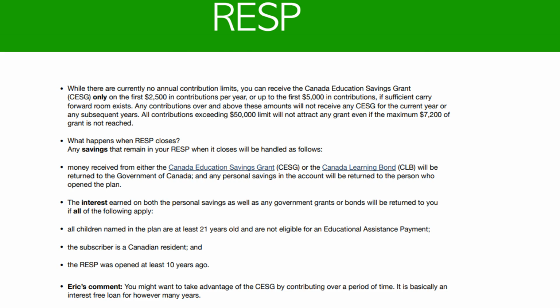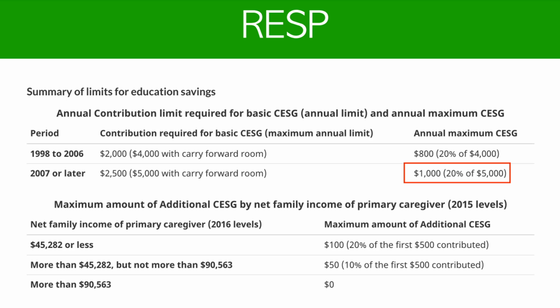For this slide, the goal here is really that if you want to take advantage of the CESG grant from Canada, then you need to contribute over a period of time, but it's basically an interest-free loan for however many years that you contribute and still qualify for it. Let's talk about the limit.